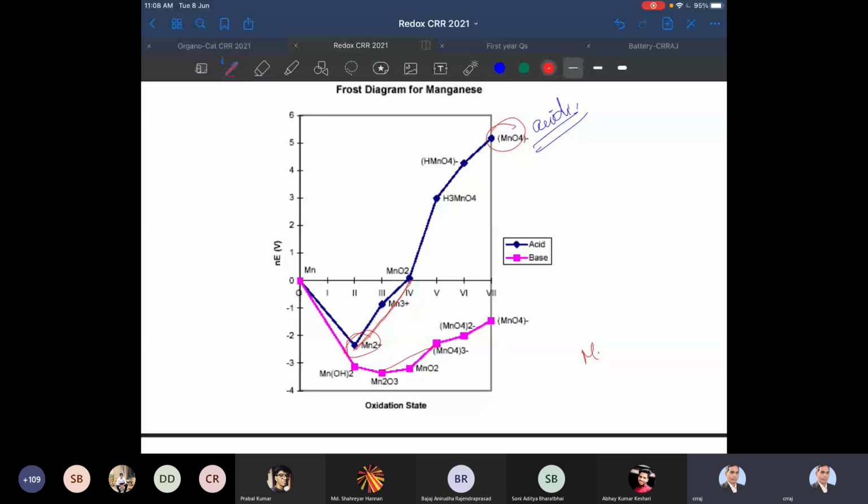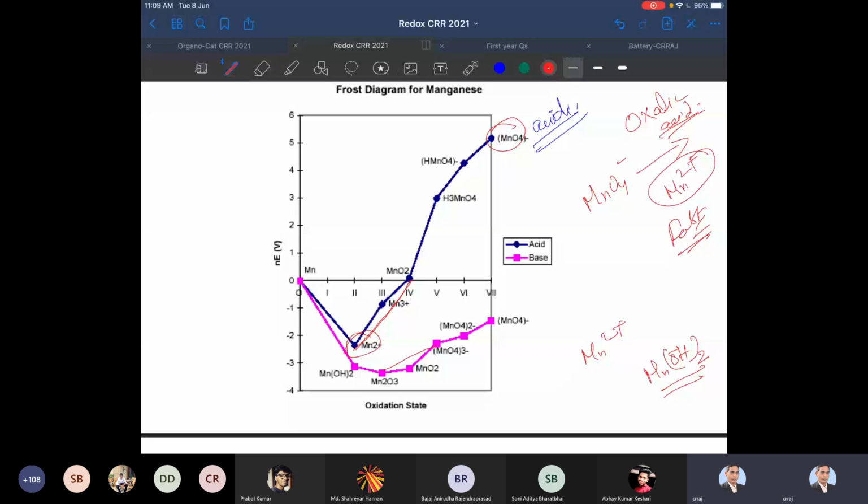So in basic solution, Mn2 plus doesn't exist. It exists in the form of Mn(OH)2, manganese hydroxide. In acidic solution, Mn2 plus is the most stable species. Those who have done the redox titration, MnO4 minus with oxalic acid or Fe2 plus, you will get your Mn2 plus. In basic solution, Mn2 plus doesn't exist; instead we have Mn(OH)2.